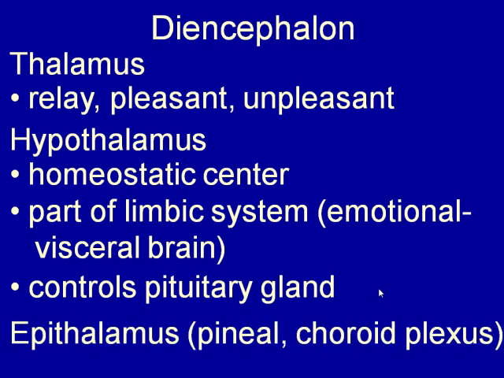The epithalamus is the roof of the diencephalon. Associated with the epithalamus is the pineal gland, which is an endocrine gland. It secretes melatonin and somehow is involved in our sleep-wake cycles. Also, the most prominent of the choroid plexuses is located here, and the choroid plexus is involved in the production of cerebrospinal fluid.